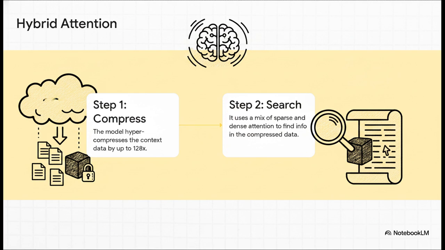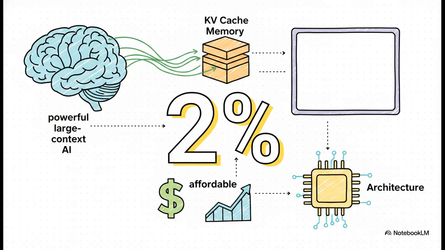The analogy is perfect. It's like having a research assistant who makes a tiny summary and a perfect index so they can find anything instantly. And the result of this? Honestly, it's staggering. This new method needs only 2% of the KV cache memory that older models would need. Just let that sink in for a second. 2%. That massive reduction in memory and compute is the secret sauce. It's what makes this 1 million token context window finally a practical, affordable reality.